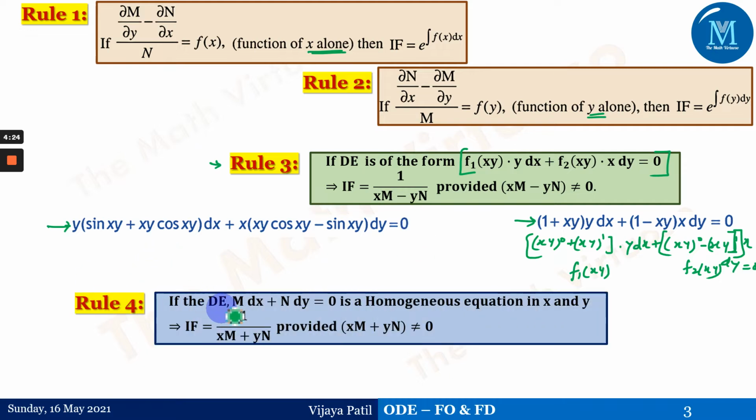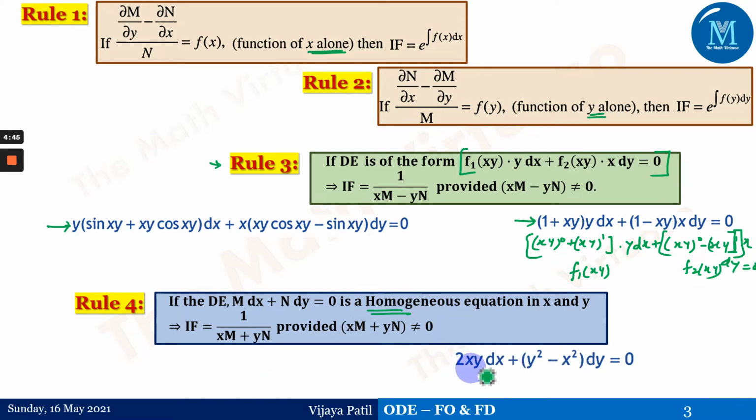Rule number 4 says that if Mdx plus Ndy is a homogeneous equation, then we will have the integrating factor. The only difference is here we have xM minus yN, here it is xM plus yN, which is not equal to 0, therefore 1 upon that factor.